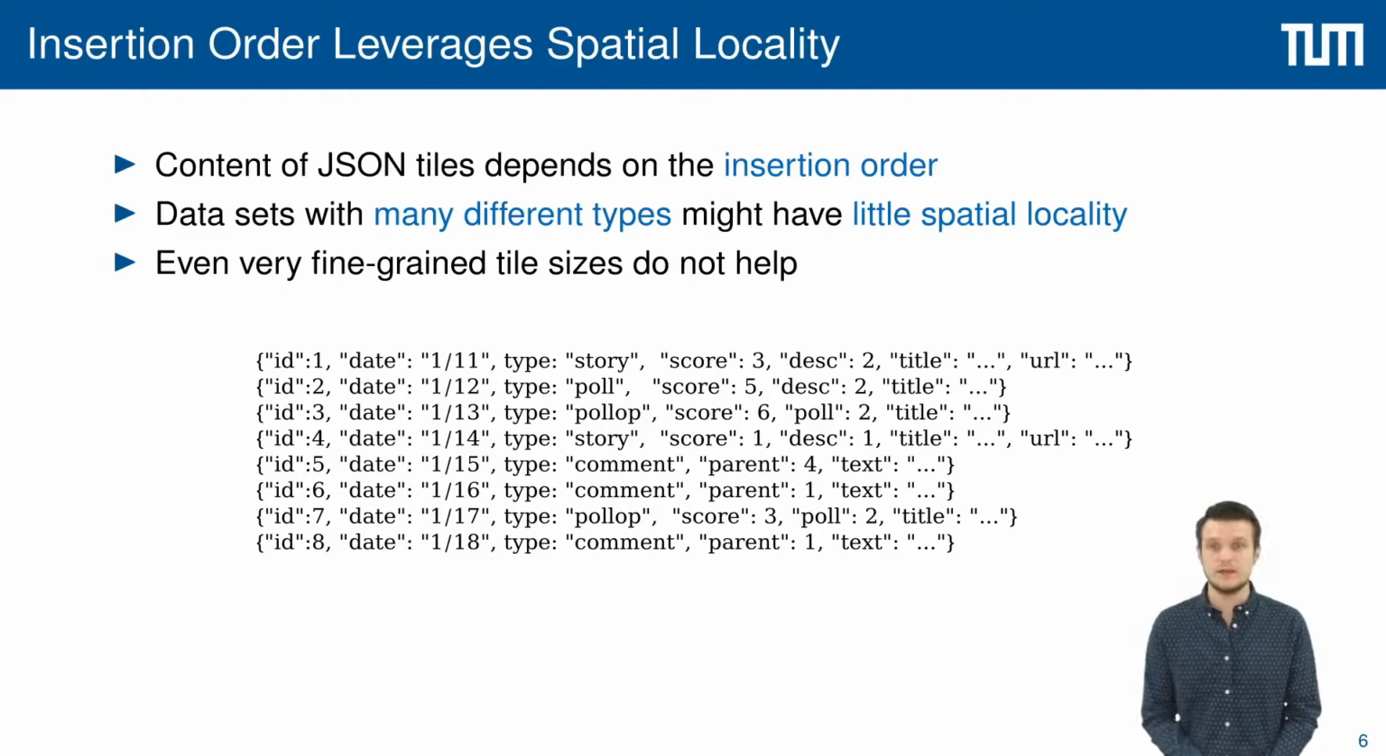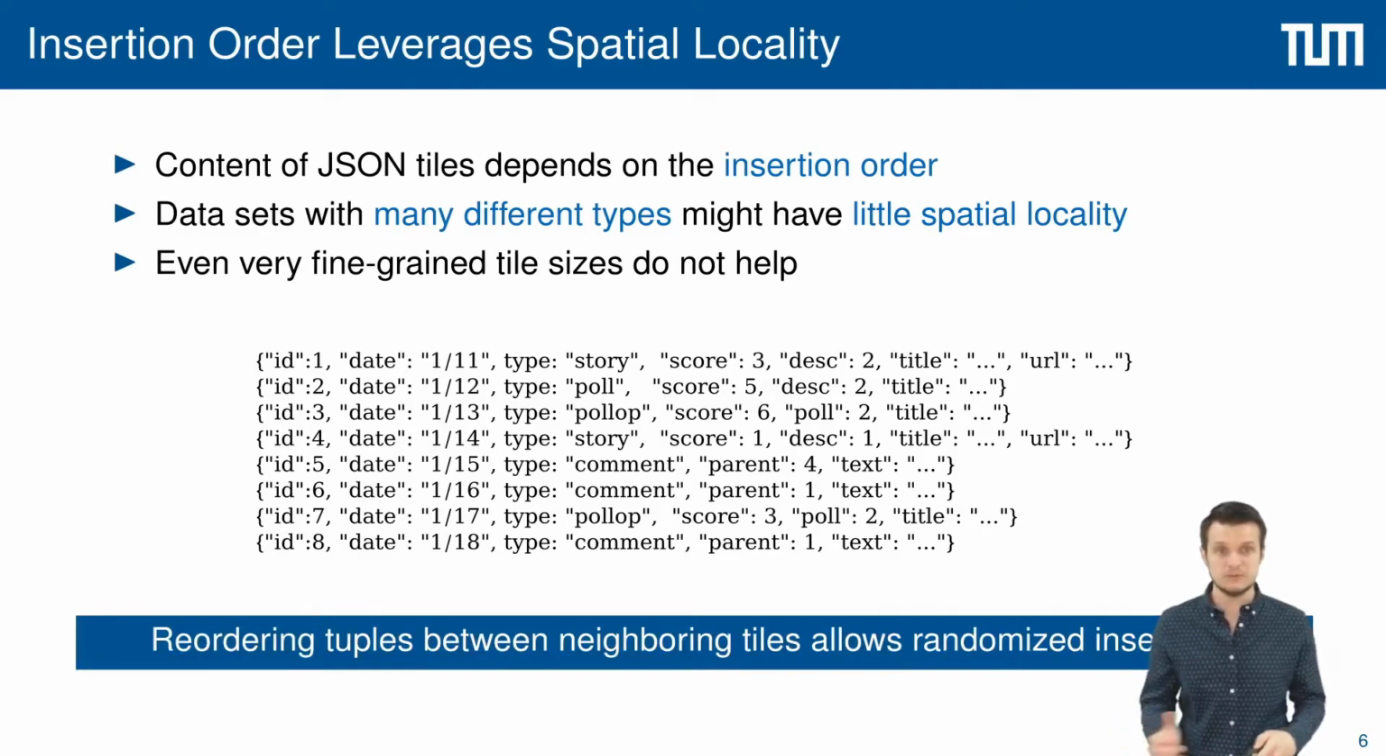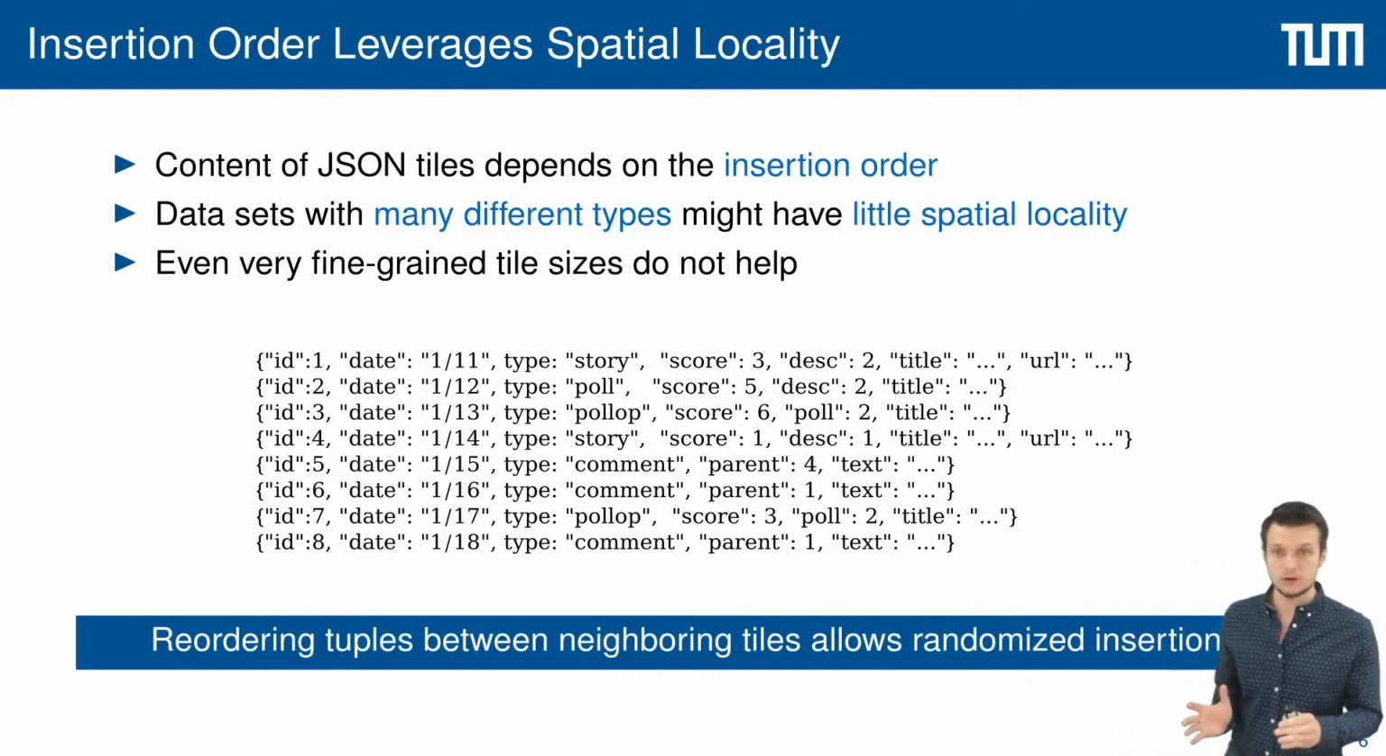There, we also show 8 tuples here. We can see that many different entry types exist, for example story, polls, and comments. Although they share some common fields, ID, date, and type itself, all the other fields are actually type dependent. And even very fine-grained tile sizes wouldn't help here, as all of these documents are interleaved inserted. That's why we propose a reordering. In reordering, we take neighboring tiles and exchange tuples between them, such that one tile only contains one type of tuples, and then we can perfectly materialize this tile.